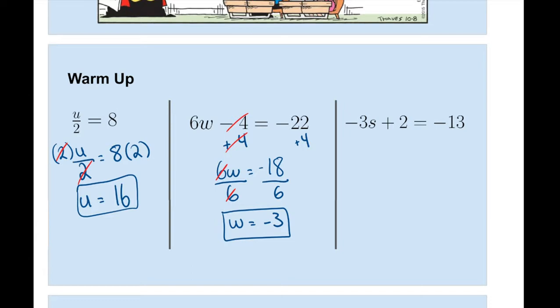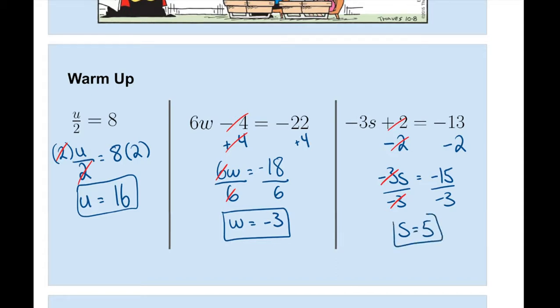The third example is very similar. Still dealing with the constant first, so I'm going to get rid of the plus 2 by subtracting 2. I need to do the same thing on both sides. One side will cancel out. We have negative 3s left over. Negative 13 minus 2, we get negative 15. And now my last step is to divide by negative 3 on both sides. One side will cancel out, and we have s equals 5, which is our solution to that equation.